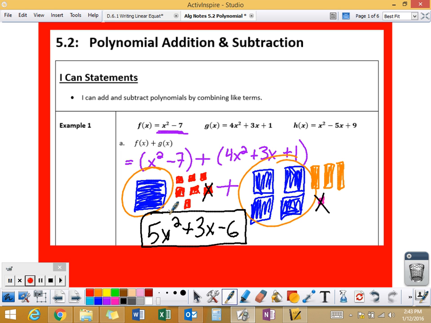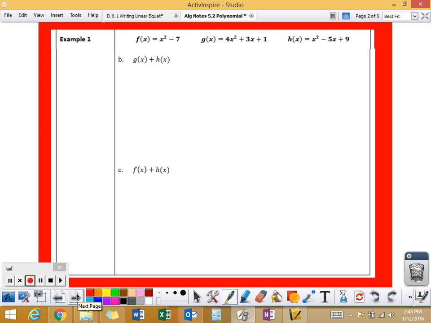Okay? Let's look at the next example. Now it says we're adding g of x plus h of x. If you like the visualization of the algebra tiles, keep using those. But on this problem, I'm not going to use them, and I'll show you how I would do it with algebra. So I'm going to replace g of x with what it equals.